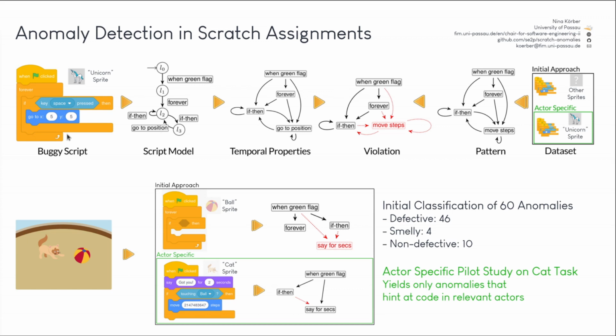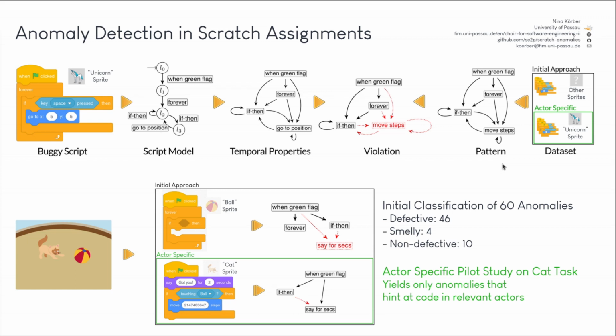For this, I defined script models. Script models summarize the control flow of the individual scripts and are labeled with instructions. From these script models, we extract pairs of blocks where one block can precede the other in program execution. These pairs of blocks are called temporal properties. Block patterns are sets of temporal properties which occur frequently within a dataset.